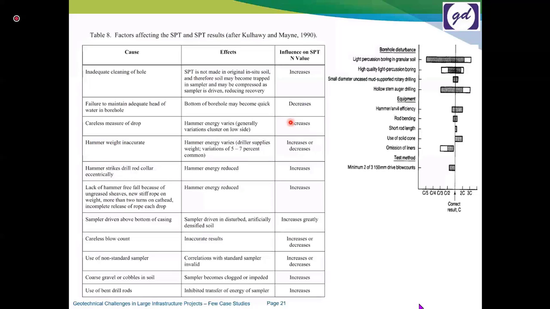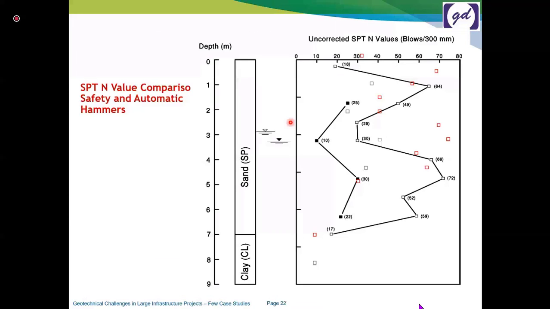Now, if we would like to demonstrate how it differs, look at this first graph. It is for the same site, with close-by boreholes, but two different types of SPT hammers have been used. One is called a safety hammer, another is called an automatic hammer. So this is the safety hammer output, and this one is the automatic hammer output. You can see the variation is almost 50%. Here the blow count is 49, where it goes to 25. Here it's a 10, whereas you report it as 30.